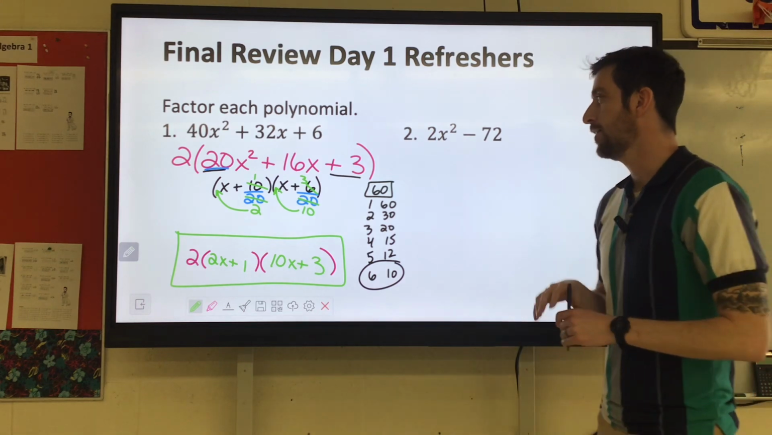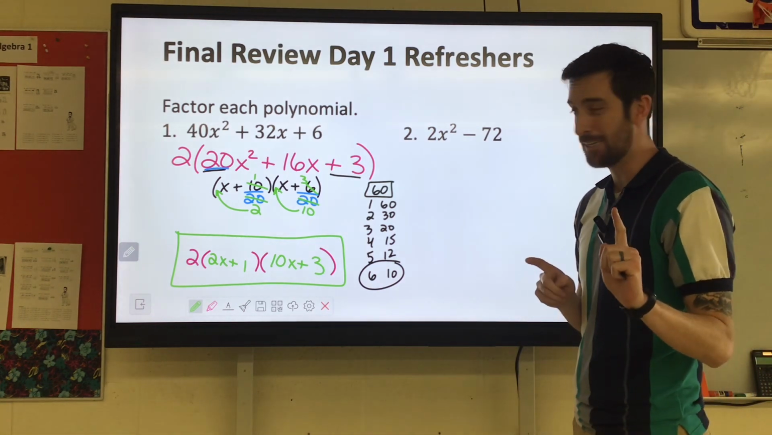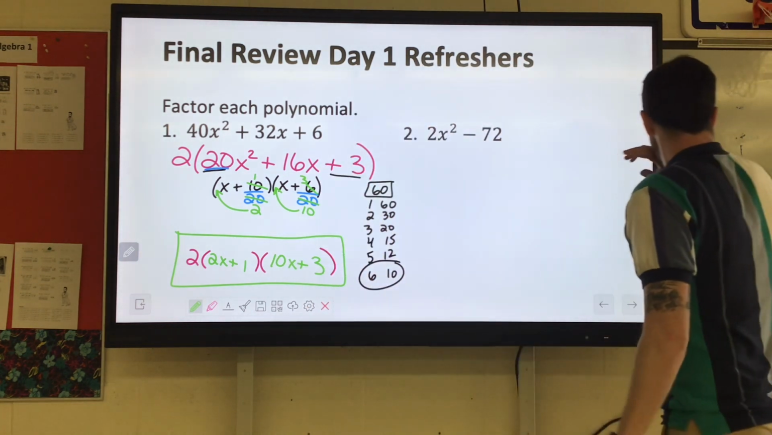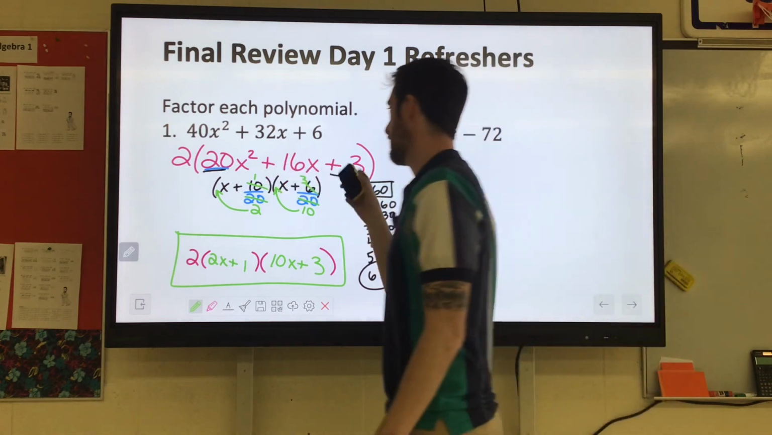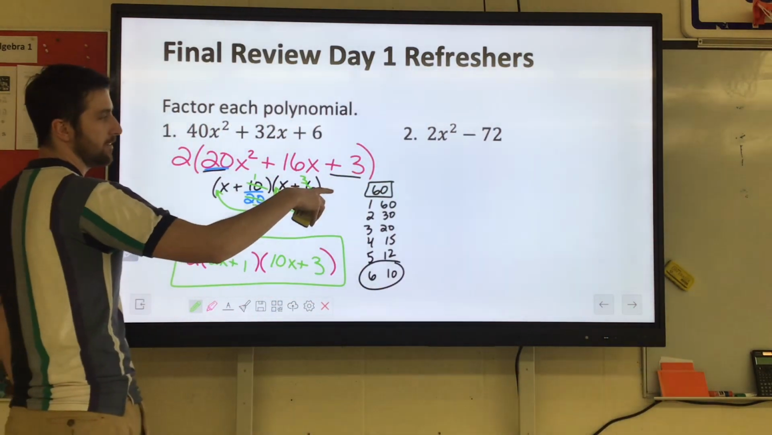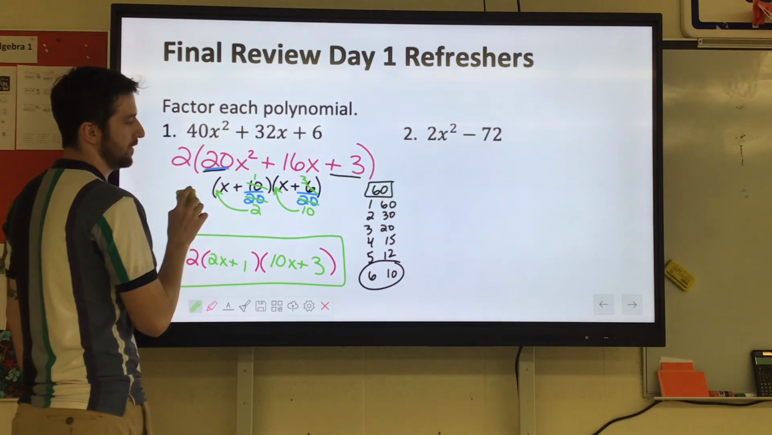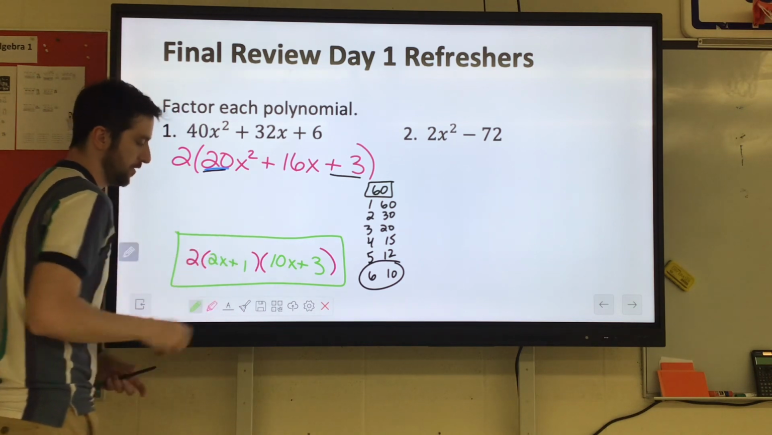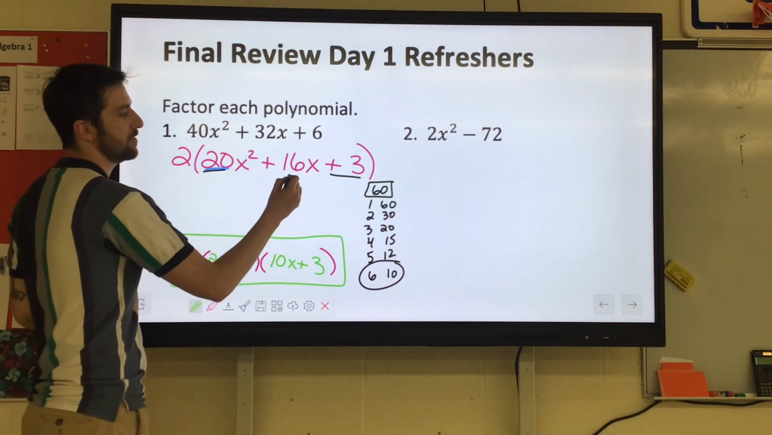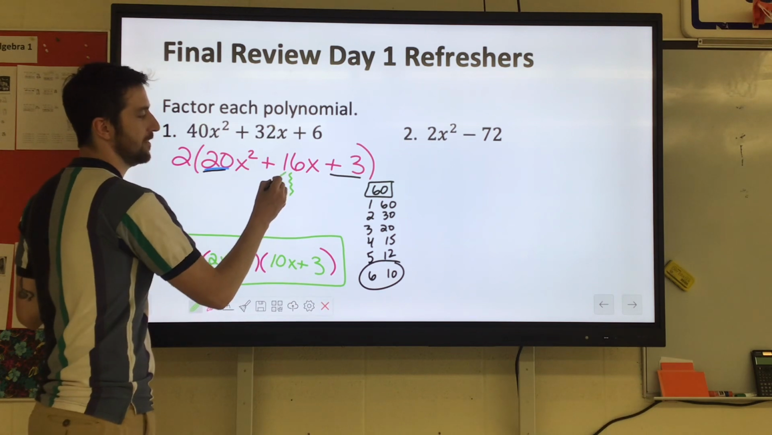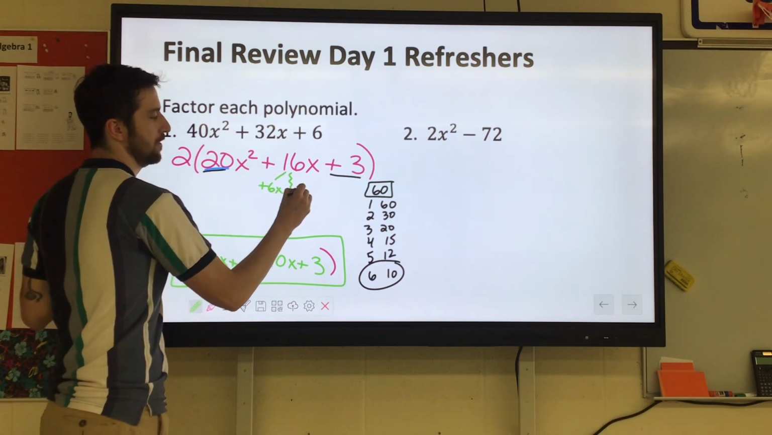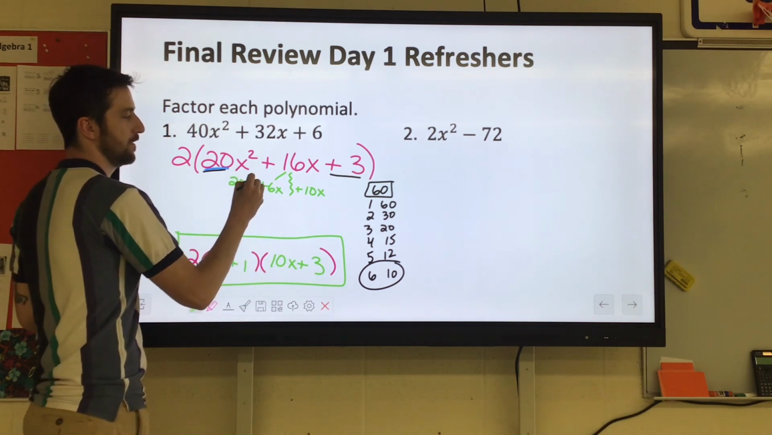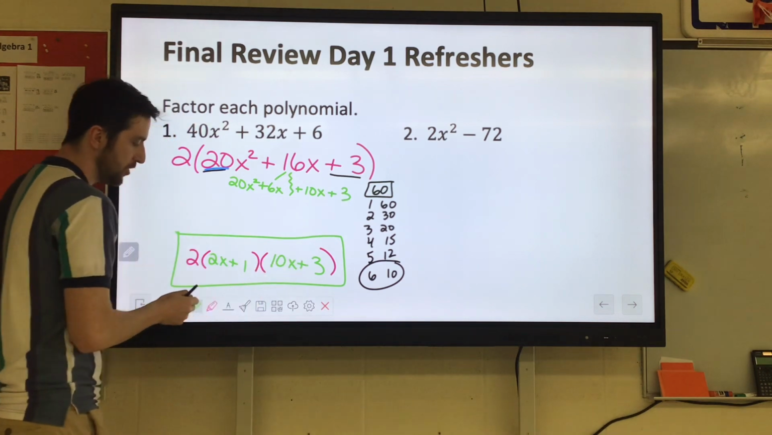Now, there is another way that'll give you the same answers, and it's got a lot of the same steps. You get the 2 on the outside. You still multiply the 20 times 3 to get that 60. Find factors of 60 that add up to 16. So here's where the steps would differ. And you'll see we're going to get the same answer here. So we split this 16x into 6x and 10x. And it doesn't matter which one you write first. We bring down the other stuff, the 20x squared and the plus 3, and we factor each half here.